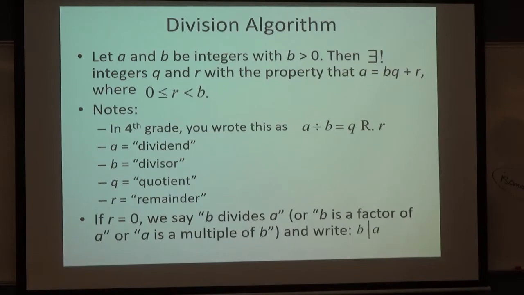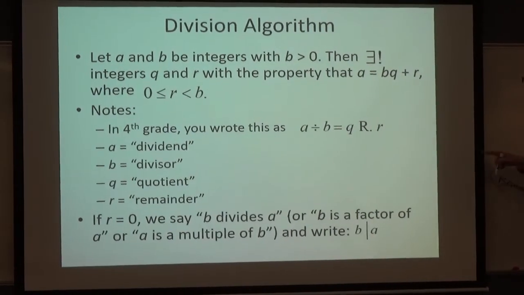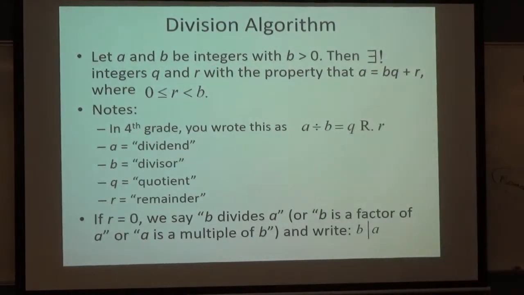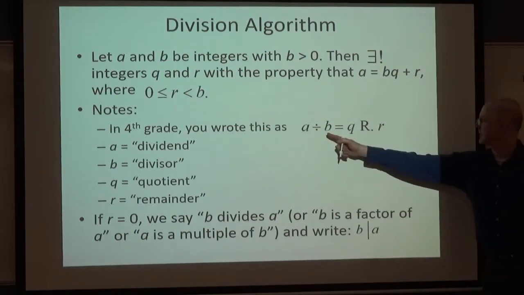Terminology: dividend, divisor. When you're doing A divided by B, A is the dividend, B is the divisor. Again, I often forget that, but I shouldn't from now on because it's in alphabetical order. Dividend, divisor. I just noticed that the other day. Q is the answer, so to speak. The quotient, R is the remainder. When you wrote this in 4th grade, you wrote it like that.